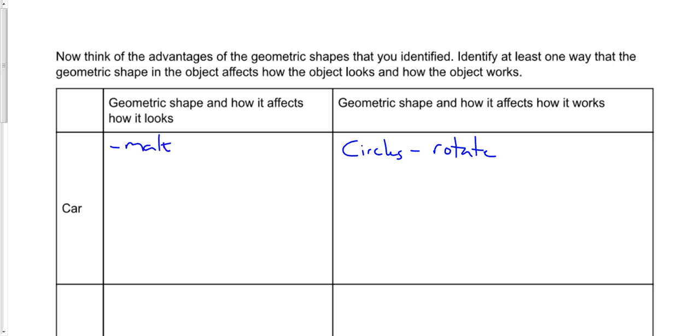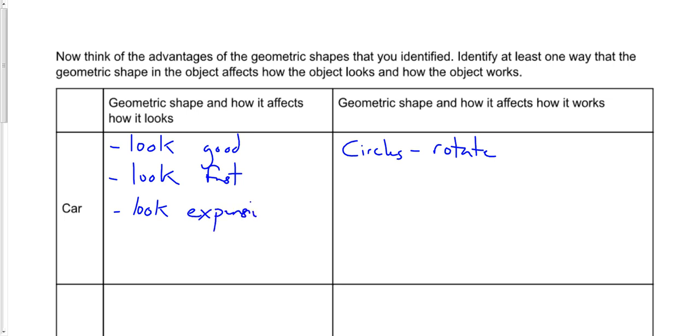good, so that the car is visually appealing. It may make it look fast. Some people might say that the car could even look expensive. All of those qualities are being conveyed by the geometric shapes that are part of it. Obviously, in terms of how it works, the circle allows you to rotate and travel along the surface of the road.